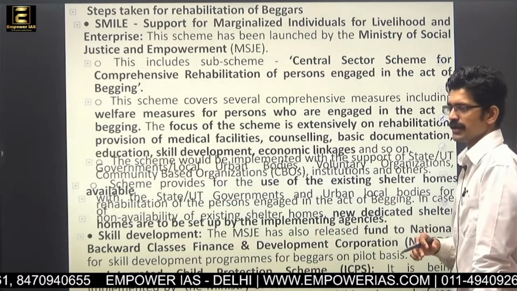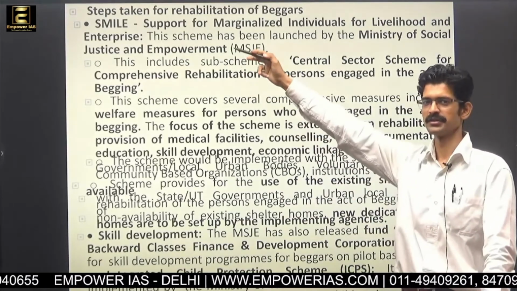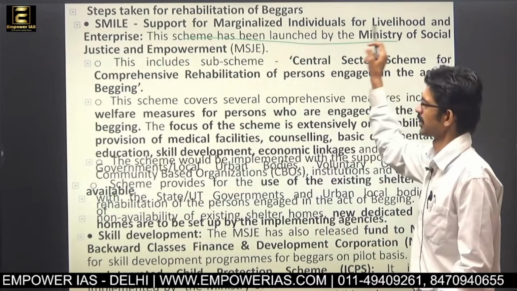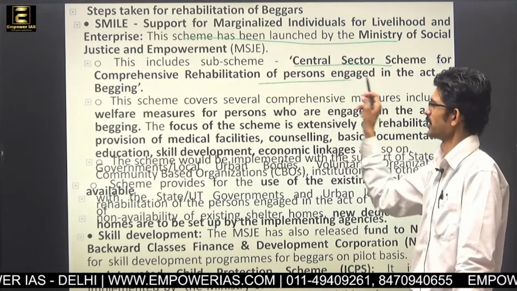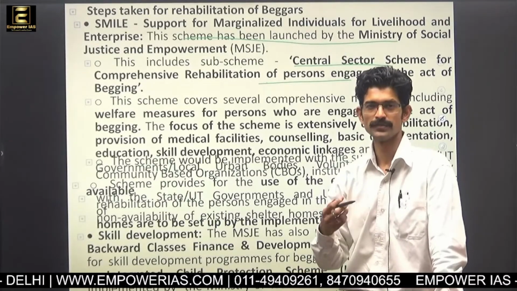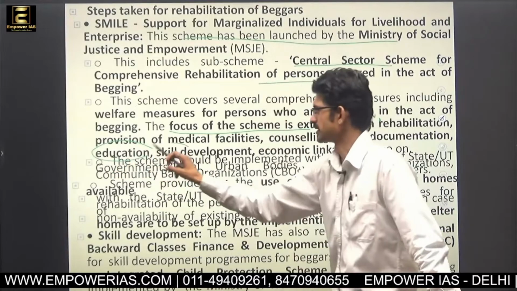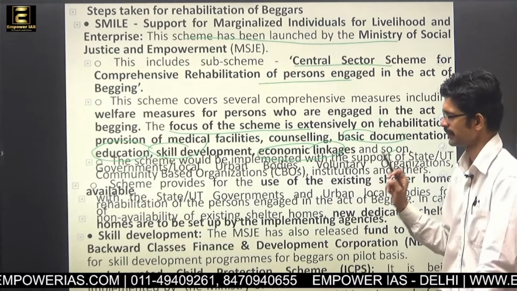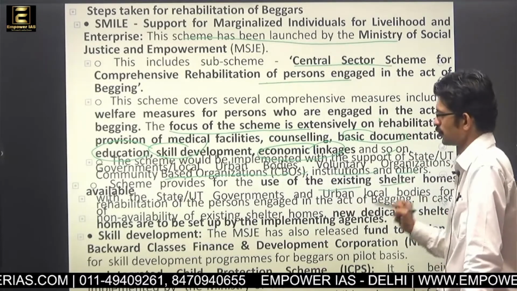So what are the steps taken by government to reduce and curtail the issues of beggary? There is a SMILE project in which beggars are provided care, justice and empowerment for livelihood conditions. Then there is inclusion of a central sector scheme for comprehensive rehabilitation of the beggars, and welfare measures for their livelihood. In order to focus on them, education, skill development, economic help and basic help for food and logistics is also provided. Then there are community based organizations and institutions providing for the existing shelter homes available.